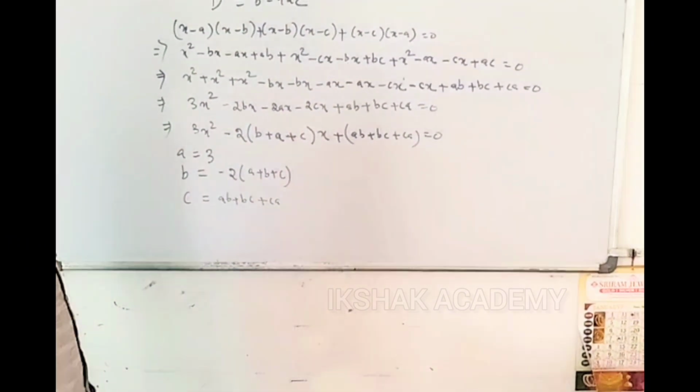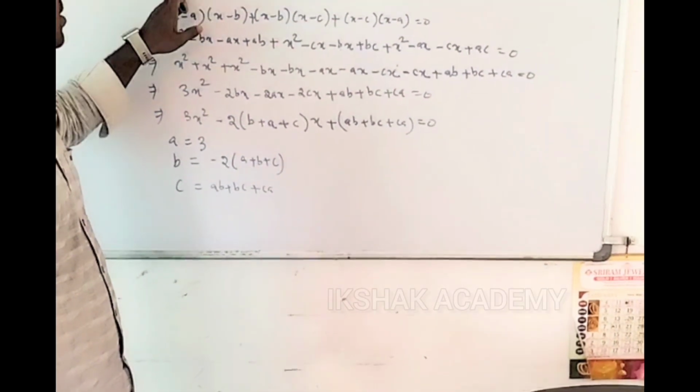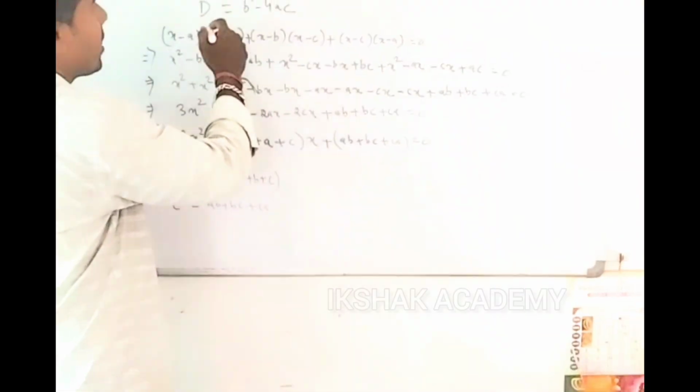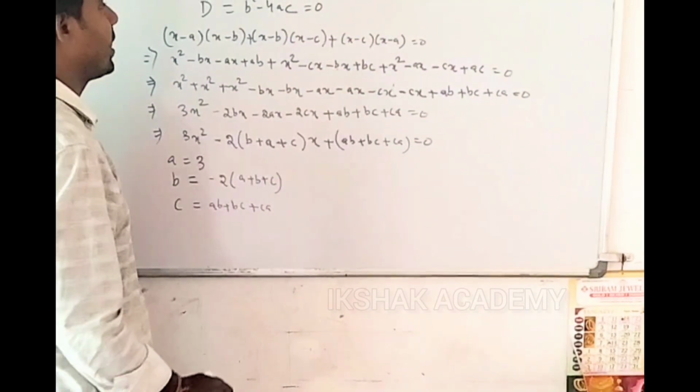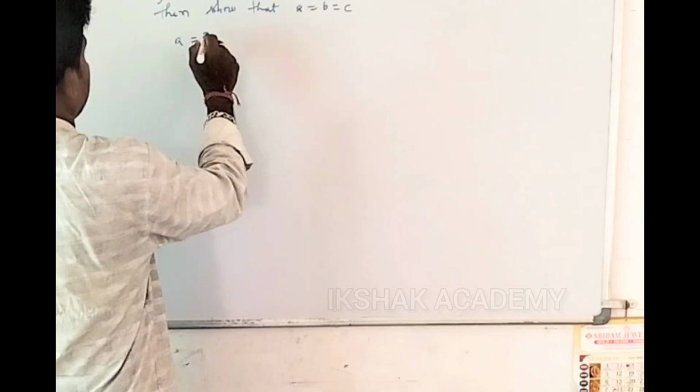Okay, c is the constant now. So now the roots of these are equal. That means discriminant is 0. That is D is 0. That is b square minus 4ac equals to 0. Okay. We have to find out now, that is b square minus 4ac.